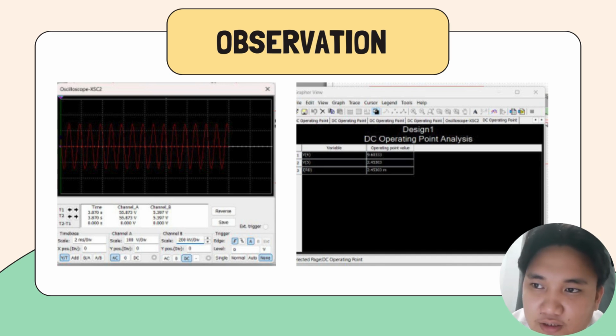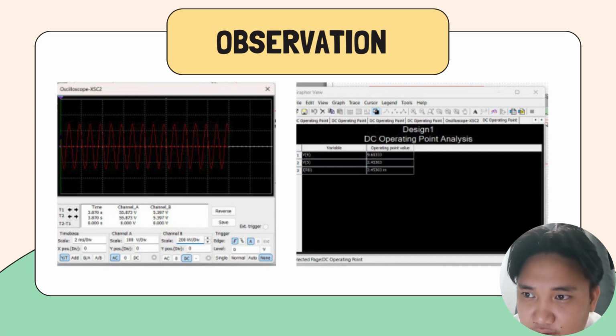From the simulation results, the drain current ID is approximately 2.46 milliamperes. The source voltage VS is around 2.545 volts and the drain voltage VD is approximately 9.46 volts. Our theoretical value for ID is 2.5 milliamperes and for VD is 7 volts.